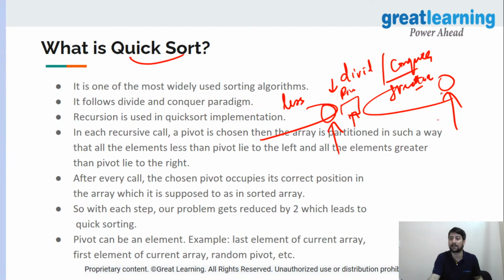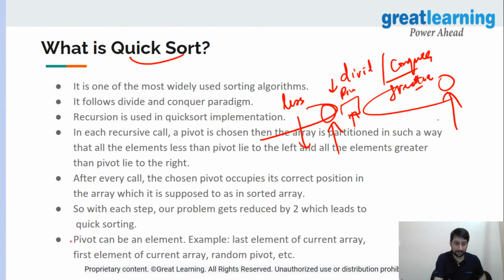So last element will be the pivot. So again, sub problems will be divided. Let me take an example over here. Okay, so pivot can be any element. In this, its time complexity will depend on which element you are picking as your pivot. We'll talk about that as well in time complexity.